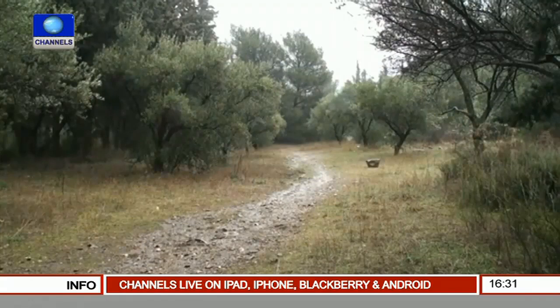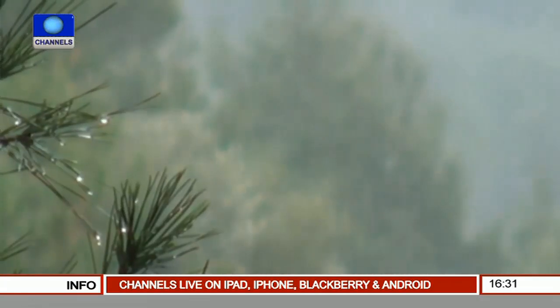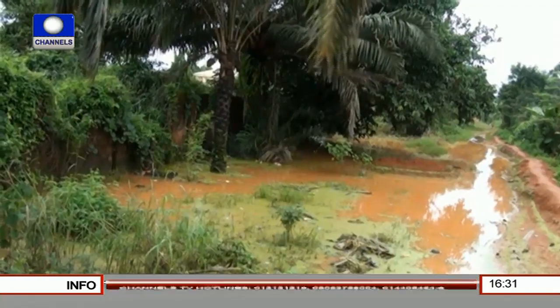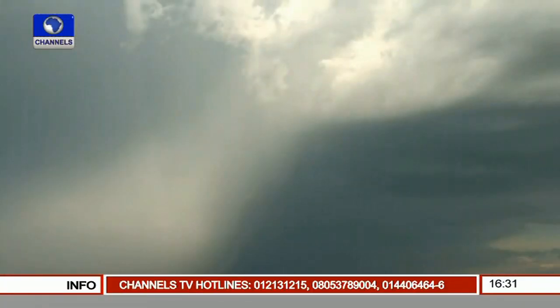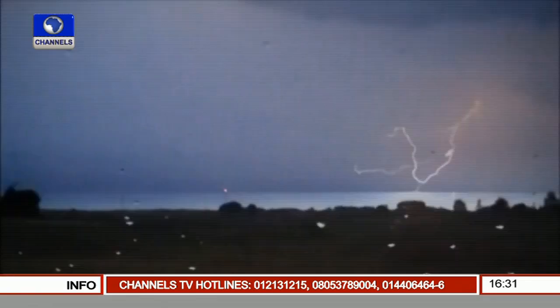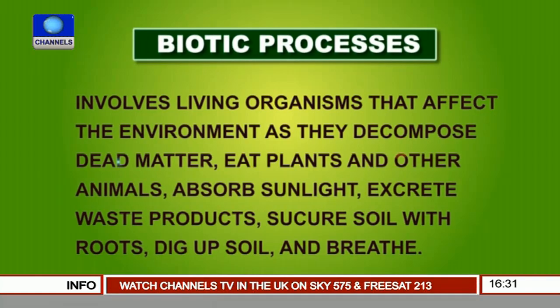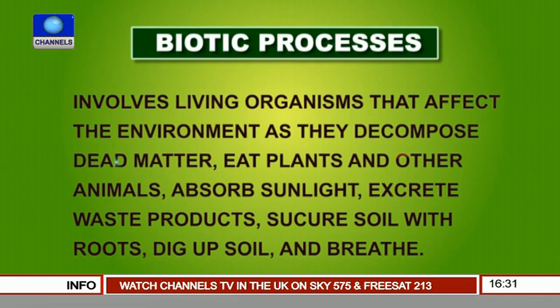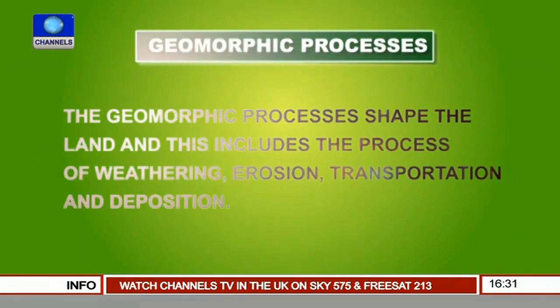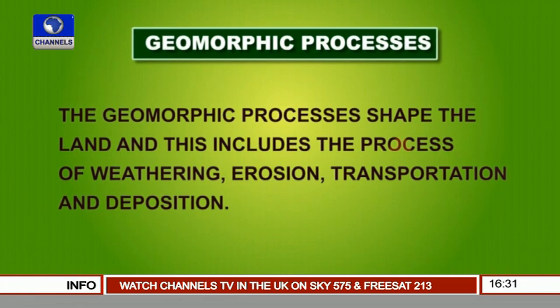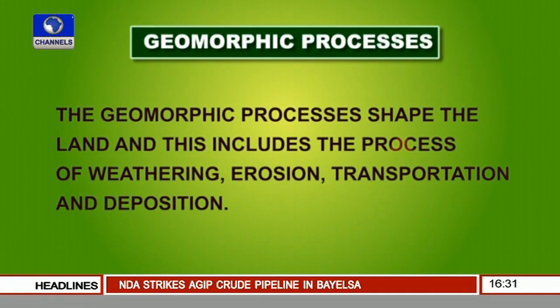Scientists name four main factors affecting the environment: the biotic processes, geomorphic processes, hydrologic processes, and atmospheric processes. The biotic processes involve living organisms that affect the environment as they decompose dead matter. The geomorphic processes shape the land, and this includes weathering, erosion, transportation, and deposition.